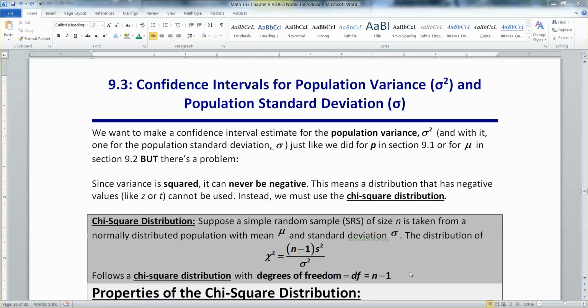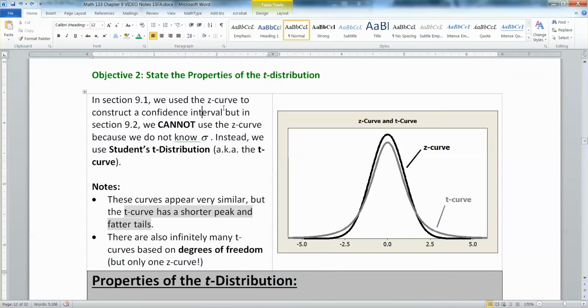And that is because variance is squared, and then the square root of that is the standard deviation. Neither one of them can ever be negative. But the z and the t distributions were negative. Let me go back to them real quickly so you can see them. Here you can see them in section 9.2.